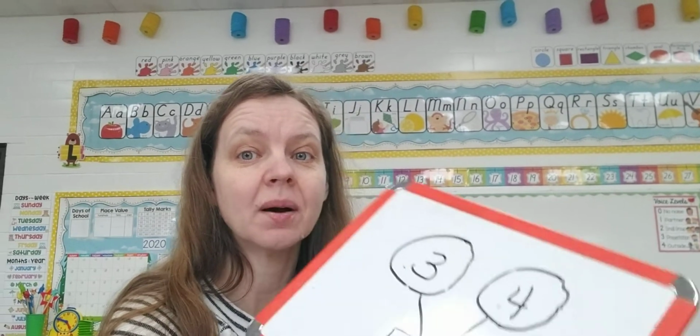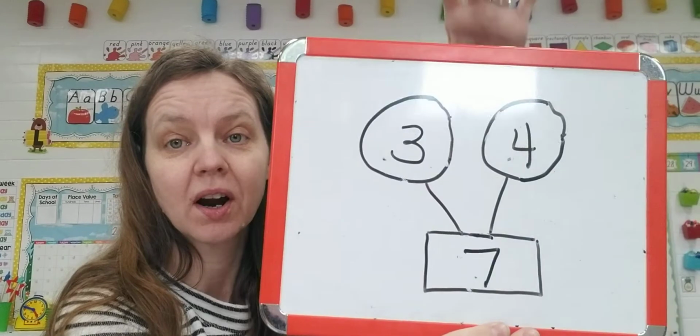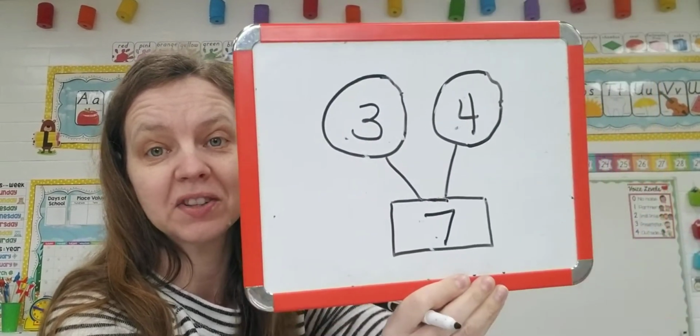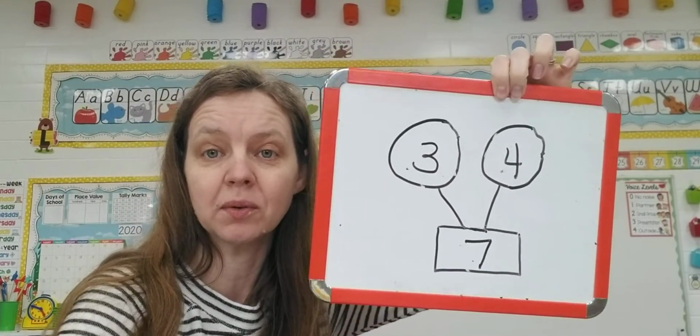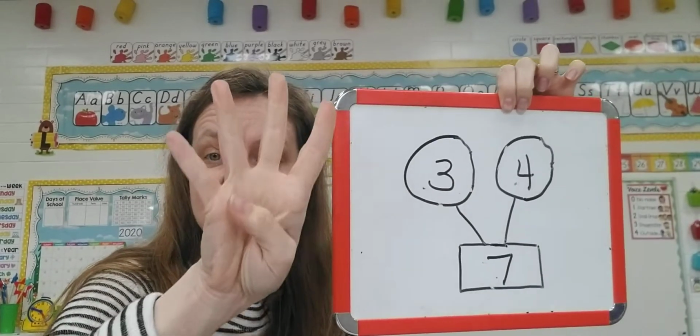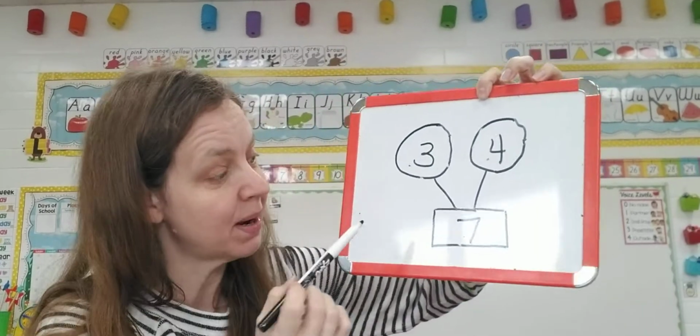All right, does your number bond look like this? There were 3 brown, 4 black, and all together, that makes 7 because I put the 3 in my head and I counted 4 more. 3, 4, 5, 6, 7. So now I can write my number sentence.